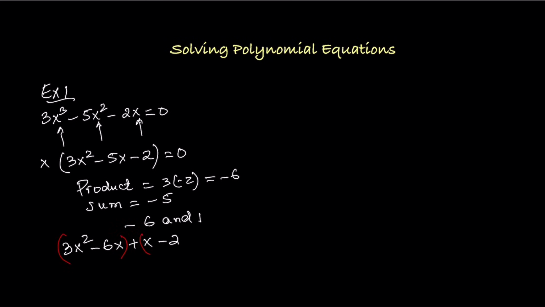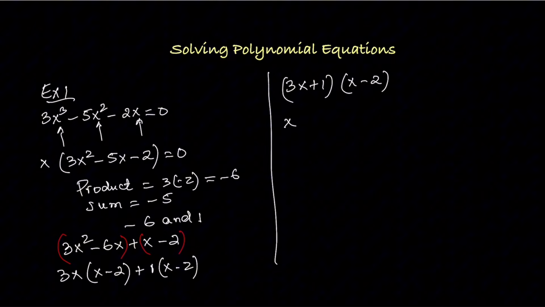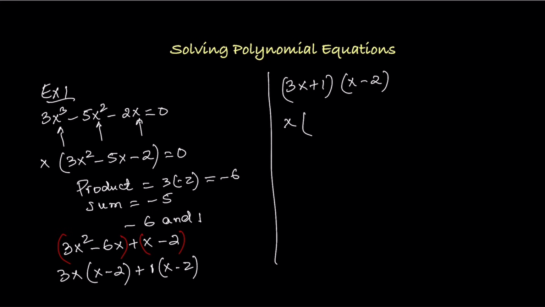Now group the first two and last two terms. That gives 3x squared minus 6x plus x minus 2. Factor from each group. From the first group, factor 3x. From the second group, factor 1. We now have the factors 3x plus 1 and x minus 2. Bring back the x from earlier. The full factorization is x times 3x plus 1 times x minus 2 equals 0.